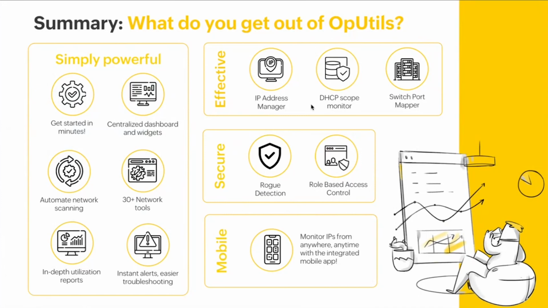OpUtils also helps you secure your network from rogue devices with its rogue detection module, and protects your network integrity by allowing you to define user management controls for your team members. We also have the mobile version of OpUtils so that you can perform network management tasks on the go. You can also integrate your iOS and Android phones to your on-premise deployment and monitor your IP address space anytime and any place you like.